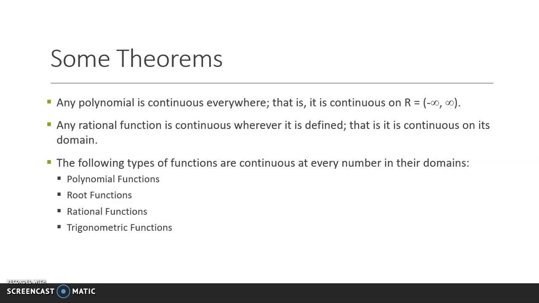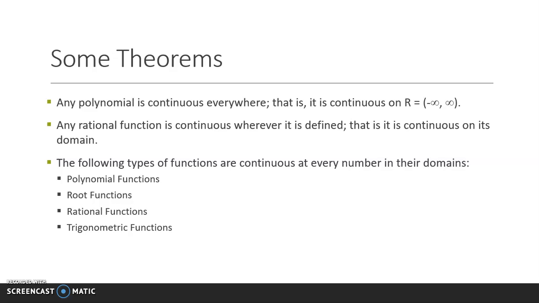If you're given a polynomial function, it is always continuous on all real numbers. So on the interval negative infinity to positive infinity, a polynomial will be continuous. A rational function is continuous wherever it's defined on its domain. If there's a value that's not in its domain, it will not be continuous for that one value. Otherwise, it will be continuous.